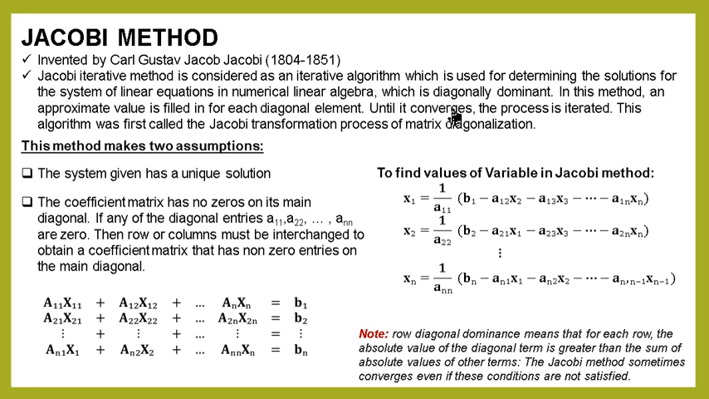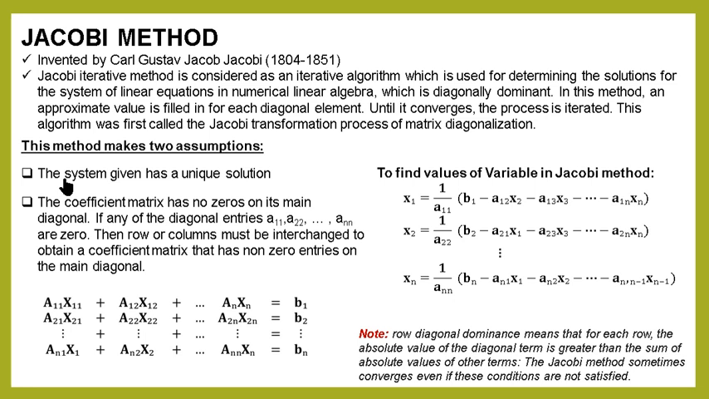Until it converges, the process is iterated. So this is an iterative method. We need to iterate our equation until we get our values for our variables. This method makes two assumptions. First, the system given has a unique solution.